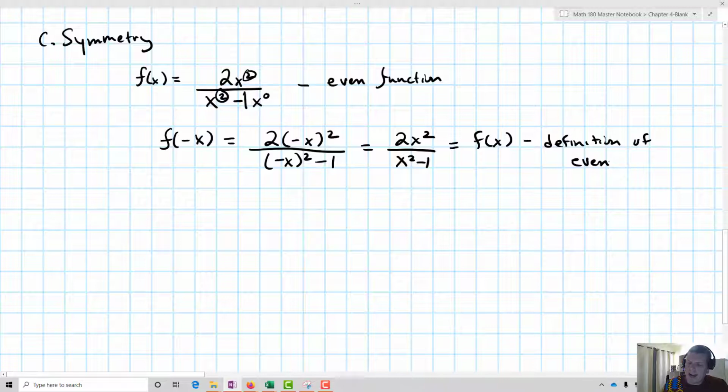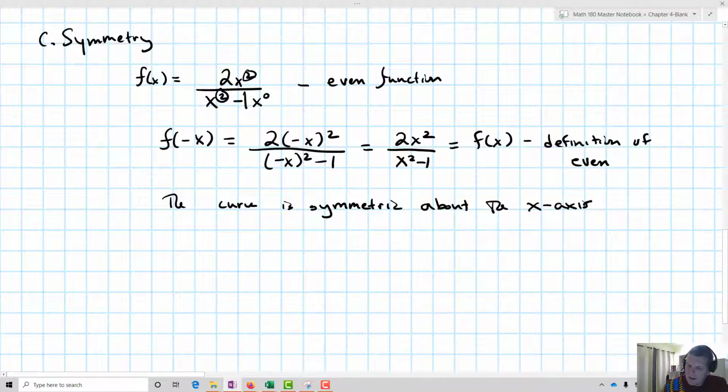If you remember, that's the definition of even. You may want to go back and review what it means to be even and odd. That's in section 1.1, and there's a little video on that inside of the modules. We see that this is an even function. That means the curve is symmetric about the y-axis, so it's going to be symmetric on either side of the axis. If we can draw one thing on the right-hand side, the positive side, we know that the negative side is going to look exactly the same. Now let's go on to D. D is our asymptotes.